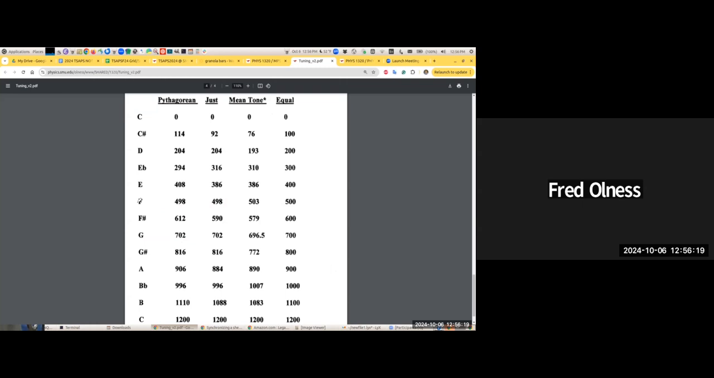And remember, I said the fourth and the fifth kind of go together. If I have a good fifth, I'll have a good fourth because it's just an inversion. The fifth is 3 to 2, and the fourth is 4 to 3. So we have a view there.